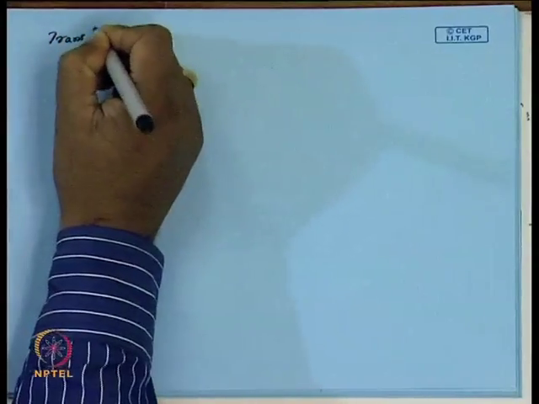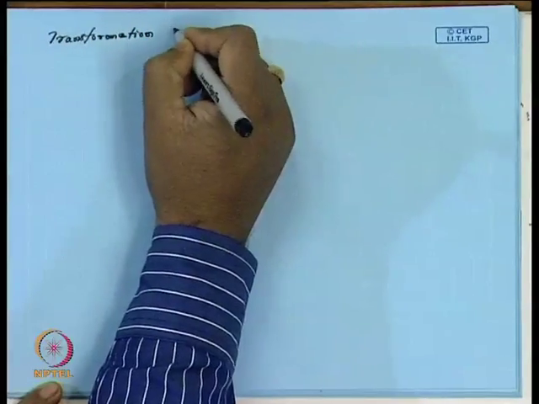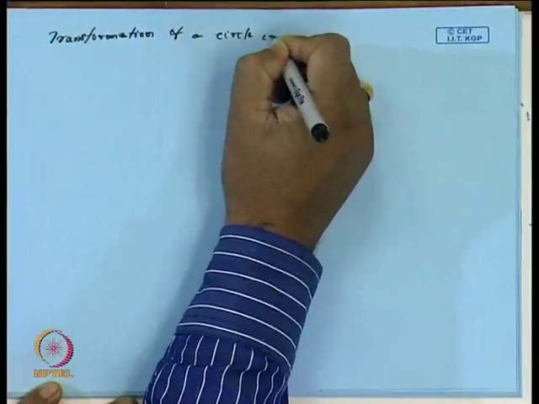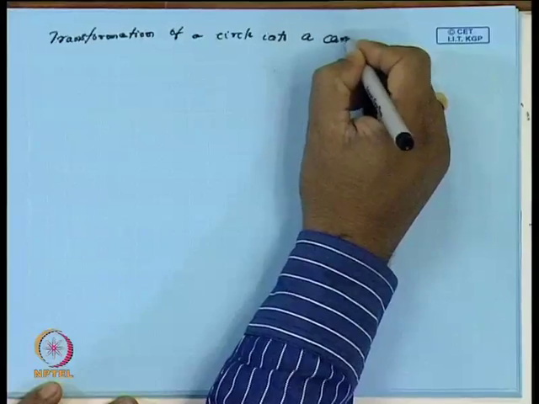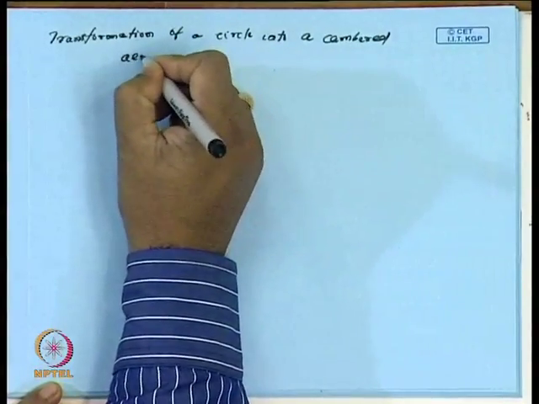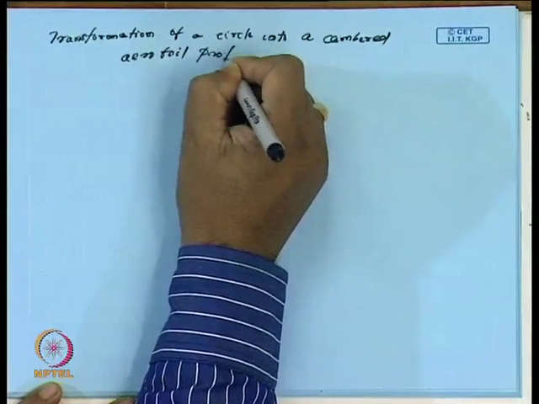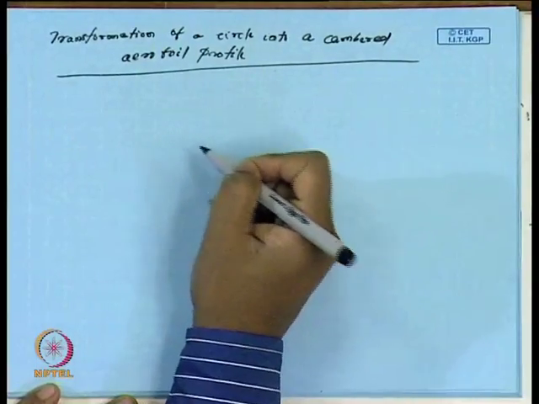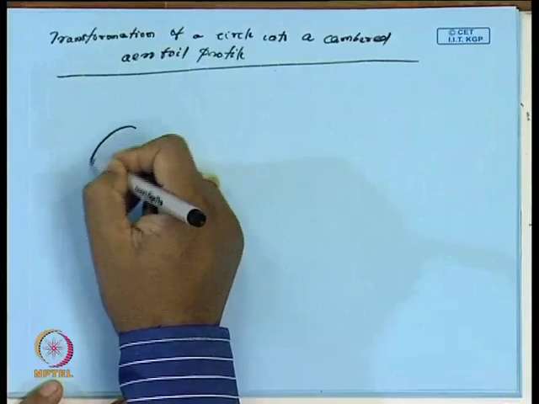The transformation of a circle into a cambered aerofoil profile. To do so, suppose we have a circle, as I told you.